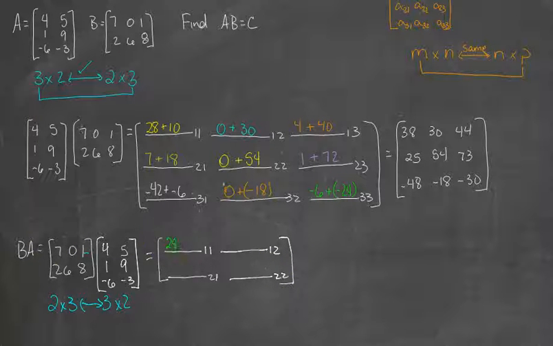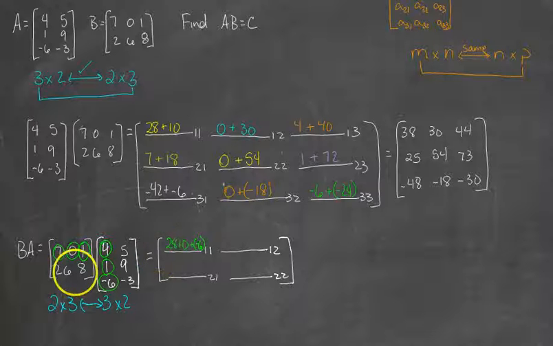So 7 times 4 is 28. Row 1, column 1. 7 times 4 is 28, plus 0 times 1 is 0, plus, notice I keep going element by element. The first to the first, and then the second to the second, and then the third to the third until I run out of them. So I have 1 times negative 6, so that's a negative 6.